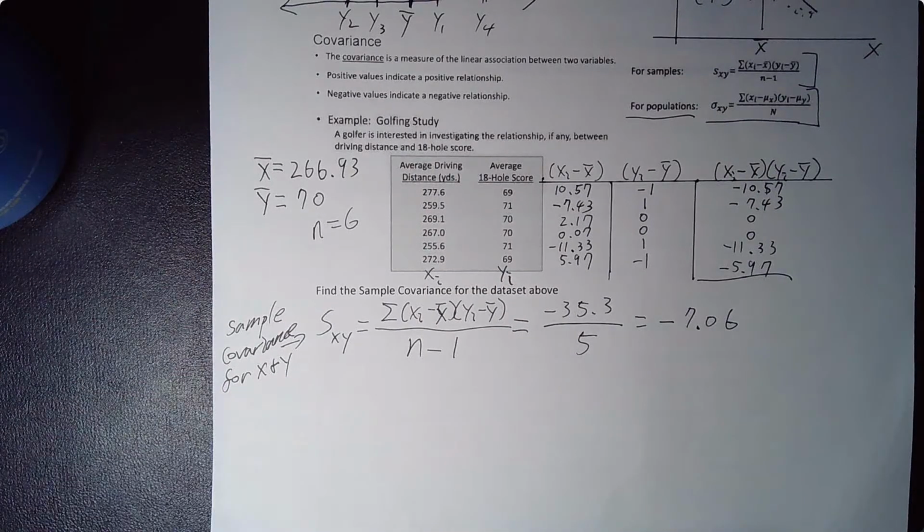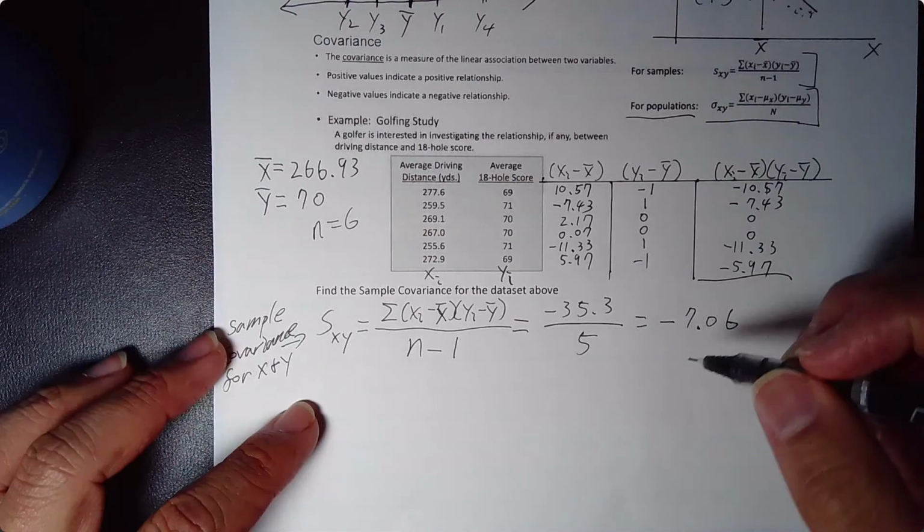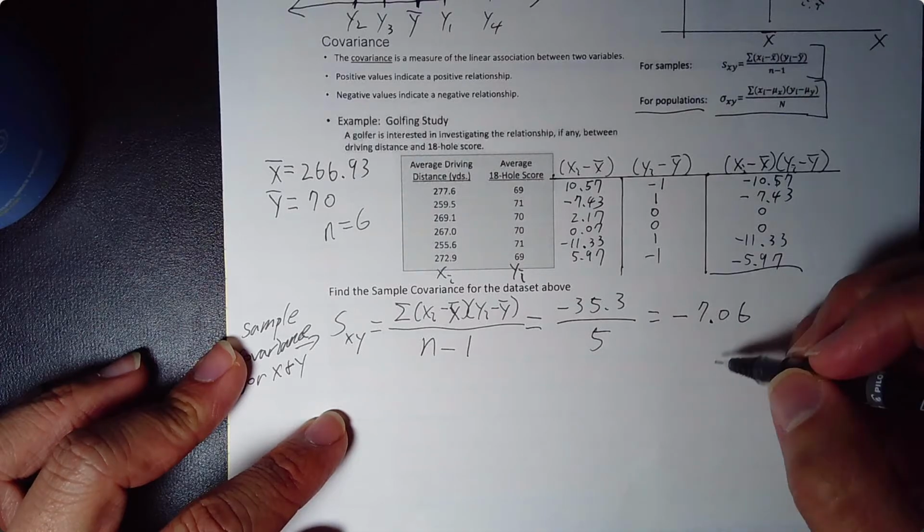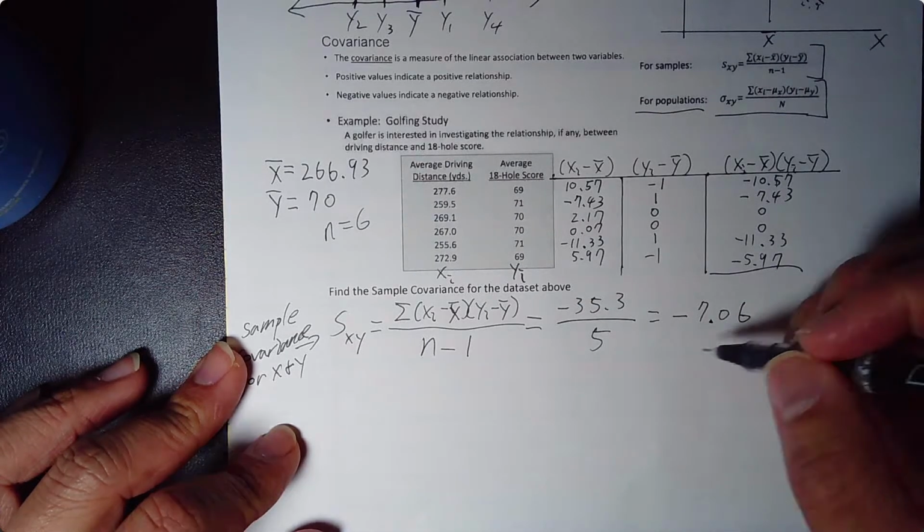Now, a couple things. Covariance by itself does not tell you the magnitude. It only tells you the relationship. So let's make a note of it.